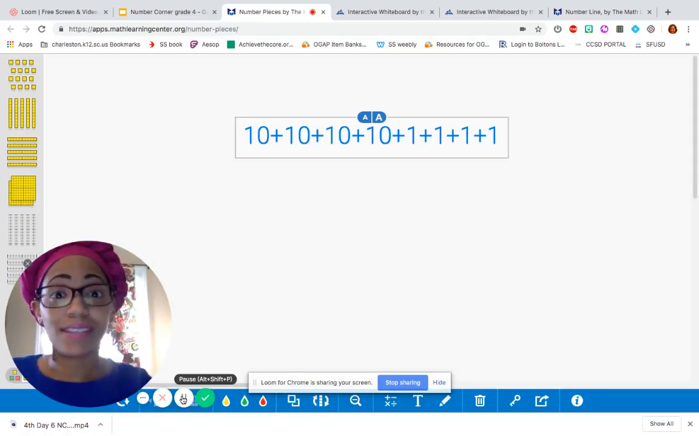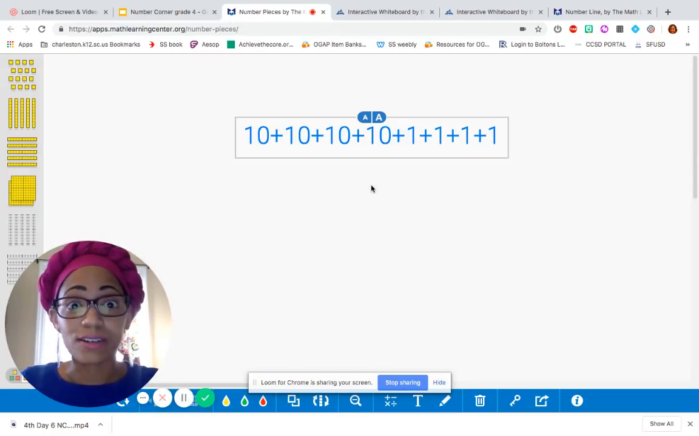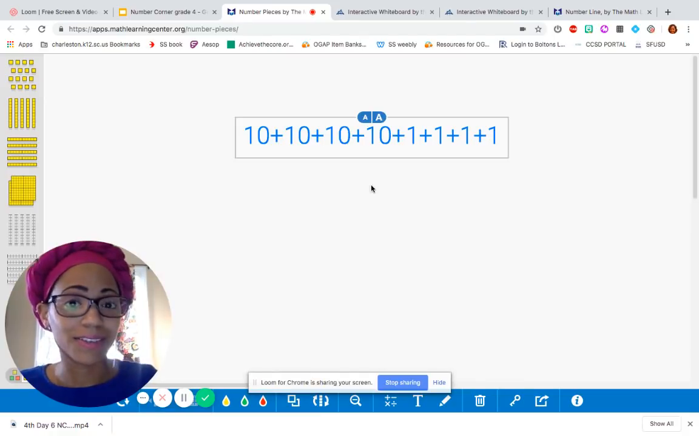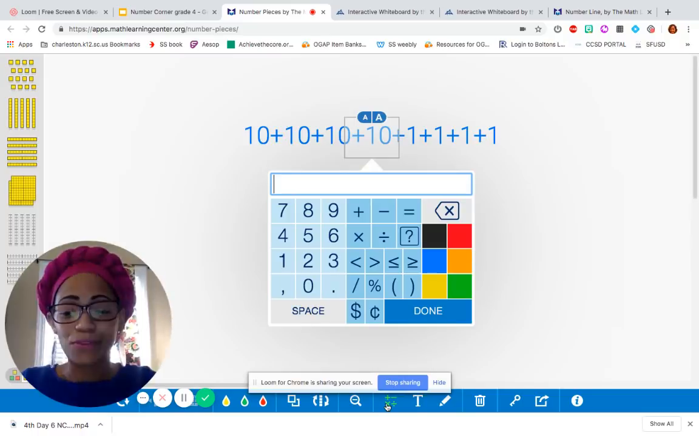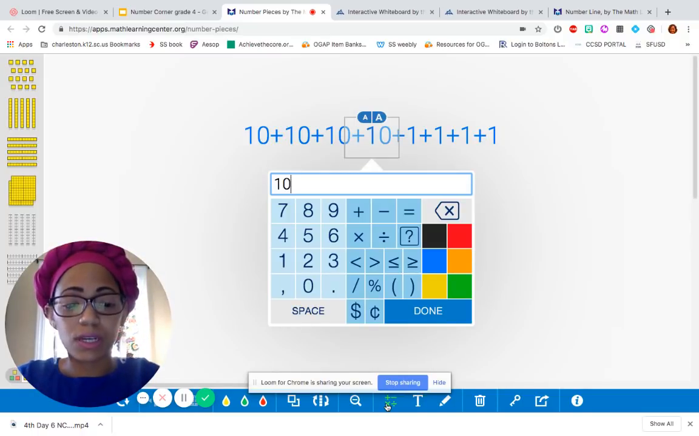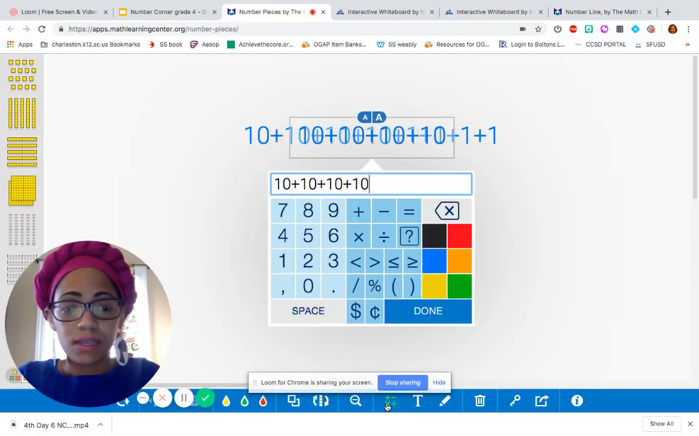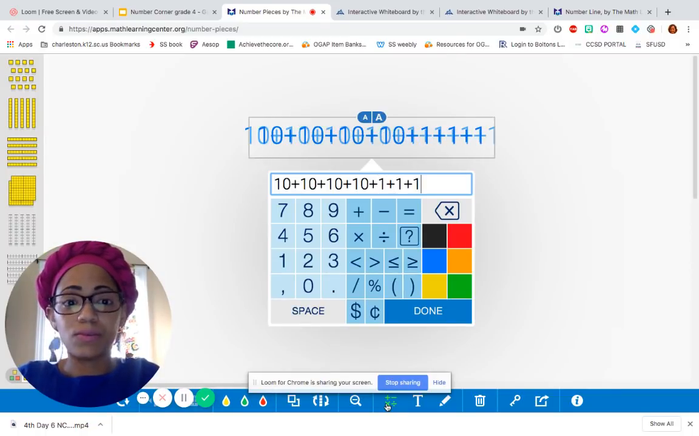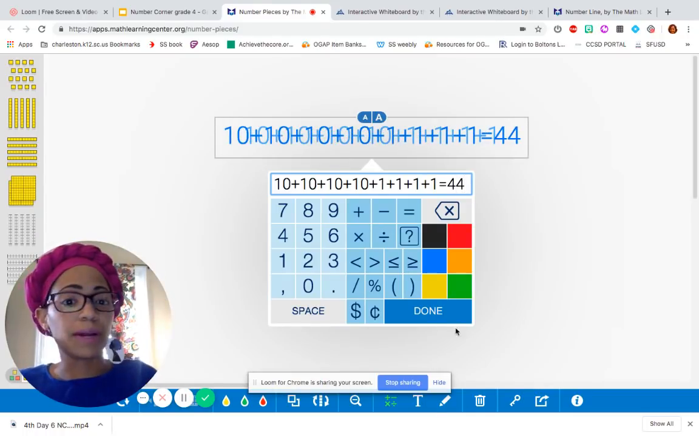Now, if I were to write this as an equation, though, I need to add the answer. So what is the answer? Good, 44. So here's what my equation could look like. 10 plus 10 plus 10 plus 10 plus 1 plus 1 plus 1 plus 1 equals 44.